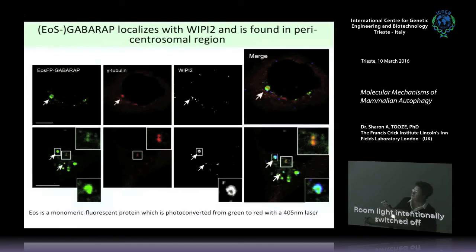still localizes with the centrosome, shown by the tubulin colocalization, and also that when you starve cells, it colocalized with the WIPI2 protein, which is shown here. So you see the EOS GABARAP. So the tag didn't interfere with the normal function of the protein. It went to autophagosomes labeled by WIPI2, and it also stayed on the gamma tubulin positive centrosome.